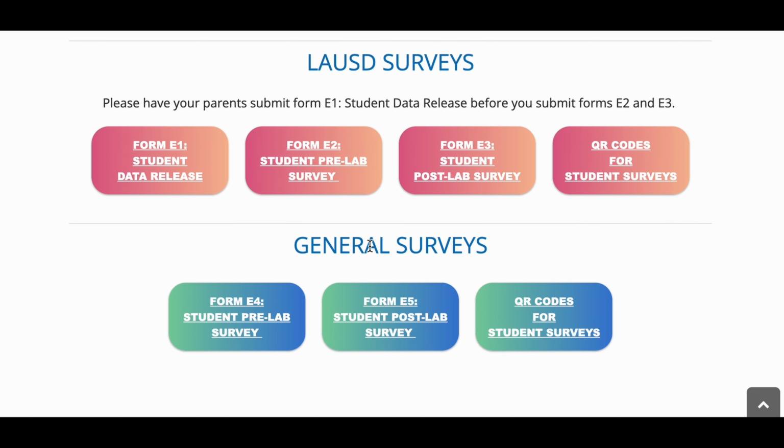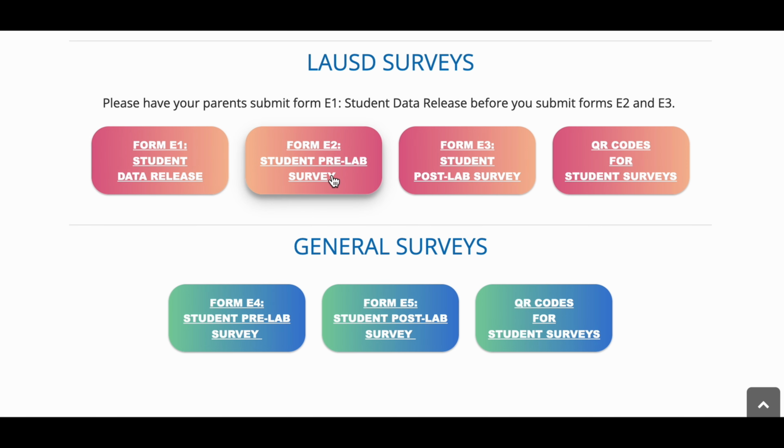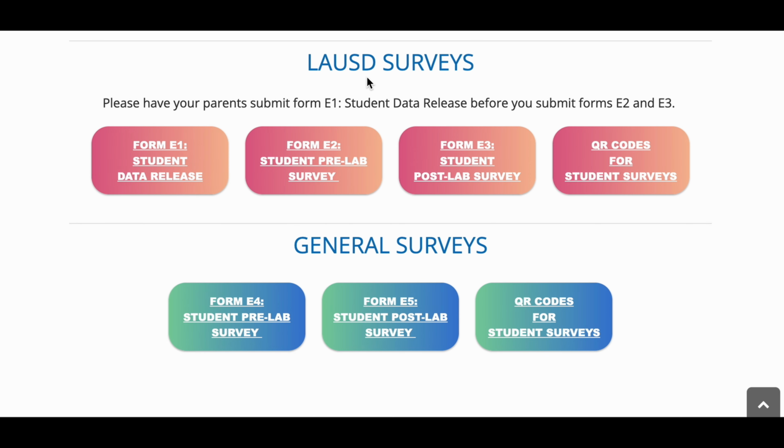The general student surveys, meaning surveys for students that are not LAUSD students, are labeled Form E4 and Form E5 and are the same as the student pre-lab survey and student post-lab survey in the other distribution center pages. This section also contains a QR code slide for ease of use. Again, before performing the labs, please have your students fill out the Form E2 Student Pre-Lab Survey. The data release form has to be filled out by parents, and this is only for LAUSD students. All other students, before starting the labs, please fill out Form E4, the Student Pre-Lab Survey.